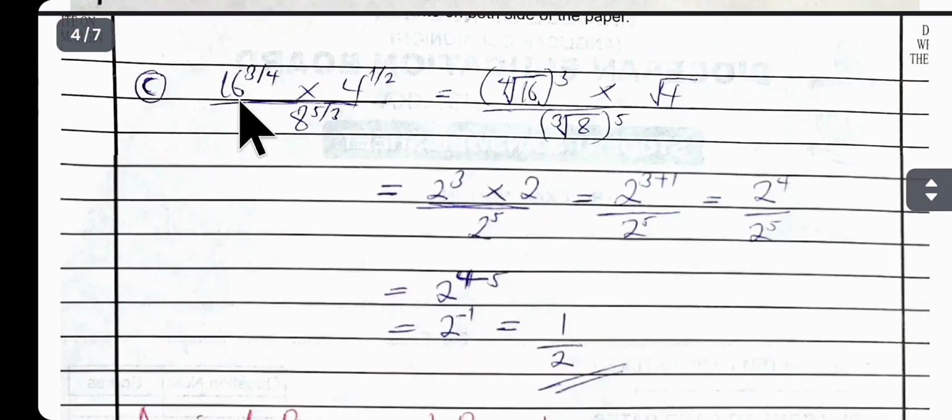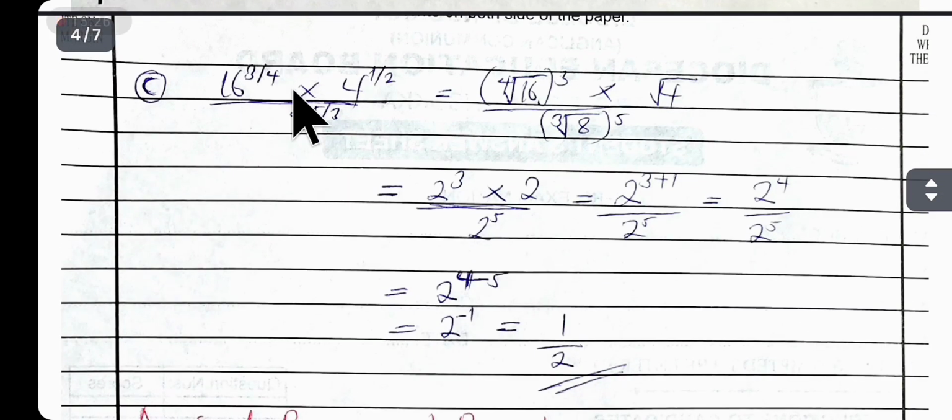The next one is 16 raised to the power of this fraction 3 over 4 times 4 raised to the power 1 over 2, all over 8 raised to the power 5 over 3. So this is going to be equal to the fourth root of 16 to the power of 3, times square root of 4 to the power of 1, all over cube root of 8 to the power of 5.